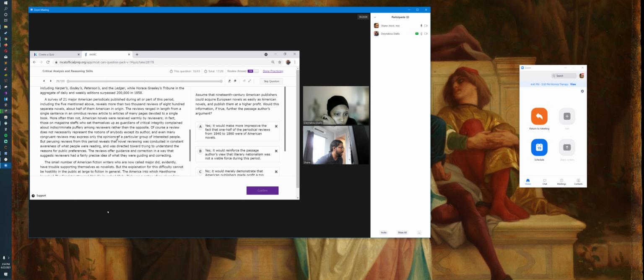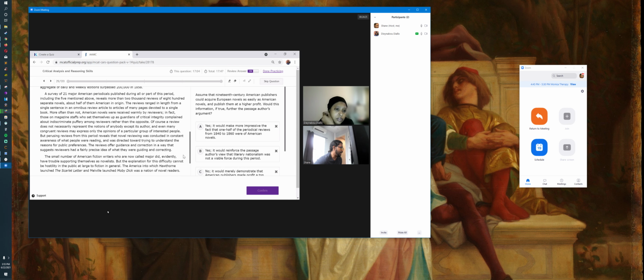Of course, a review does not necessarily represent the notions of anybody except its author, and even many congruent reviews may express only the opinions of a particular group of interested people. But perusing reviews from this period reveals that novel reviewing was conducted in constant awareness of what people were reading, and was directed toward trying to understand the reasons for public preferences. The reviews offer guidance and correction in a way that suggests reviewers had a fairly precise idea of what they were guiding and correcting. So he's kind of saying more of the same thing here.